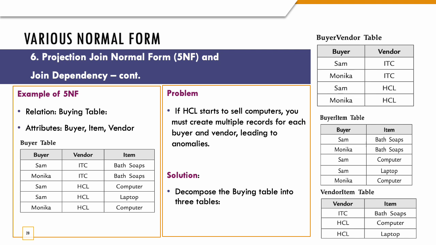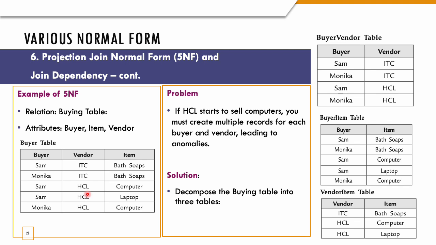Okay, let's check the examples. We have a buying table, the original relation of the buy table. We have the attributes buyer, item, and vendor. There is a problem in this table. Can you find the problem? Or can you find the anomaly?